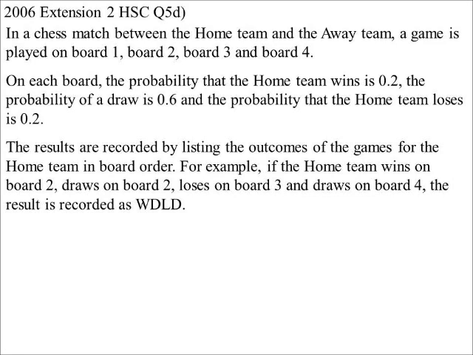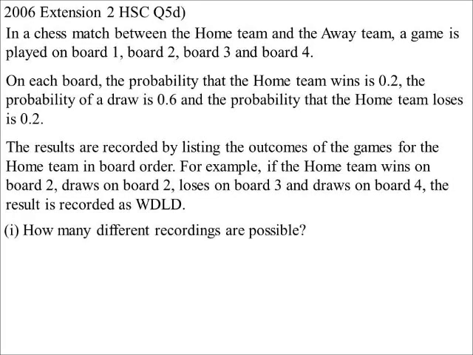Okay, obviously it all adds up to probability 1. We record the results by listing the outcomes of the games for the home team in board order. So their example they've given us, if the home team wins on board 1, draws on board 2, loses on board 3, draws on board 4, we would record that result as WDLD. So it's the home team's result that we're recording.